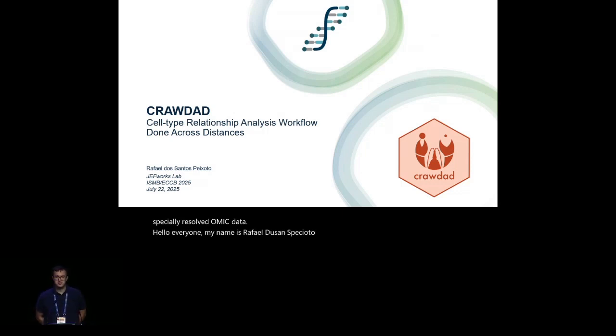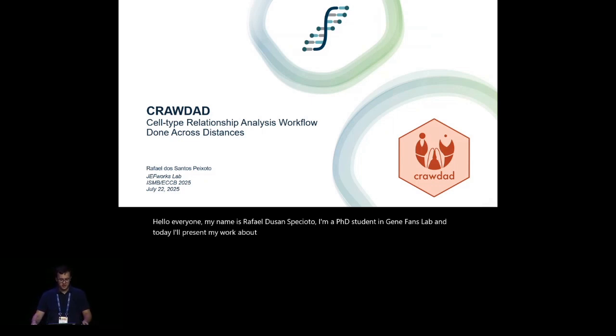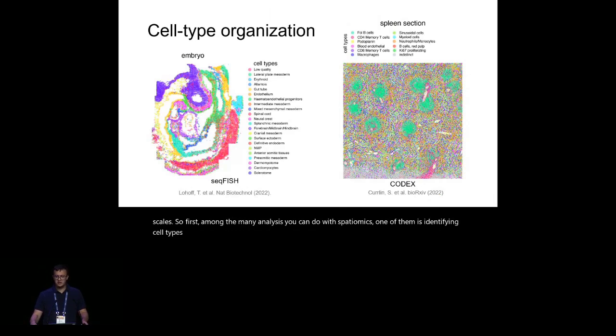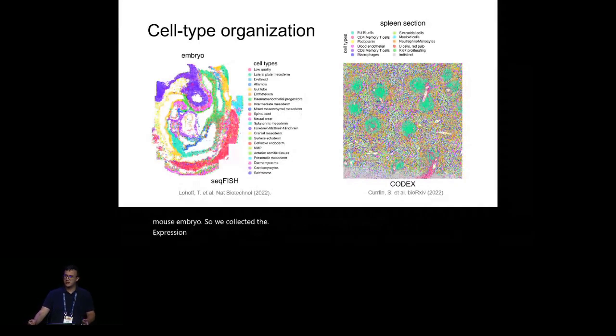I'm a PhD student in Gene Fan's lab, and today I'll present my work about characterizing cell-type spatial relationships across length scales. So first, among the many analyses you can do with spatial omics, one of them is identifying cell types. In the picture on the left, you can see a spatial transcriptomics data set of the mouse embryo. We collected the gene expression information and identified the cell types. On the right you can see a proteomics data set where we capture protein information and identify the cell types. In both figures, each dot represents a cell, and each color represents a cell type.